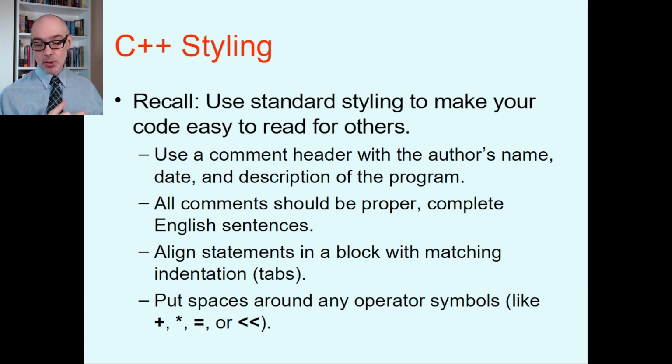Our book generally uses tabs, and I'm asking you to use the same thing. Use an actual tab for one indent to make it simple. I always put, and you're going to see this in every example of code that I've ever seen, spaces around any operator symbols, like a plus or a times or an equal. You should have a space right before it and a space right after it to separate the things out and make it easier to visualize.